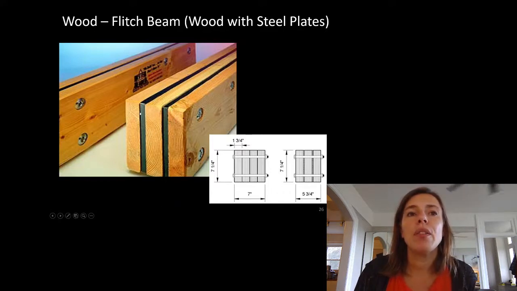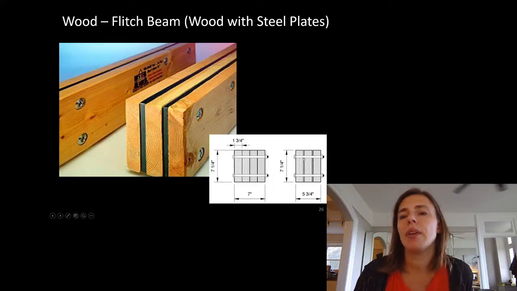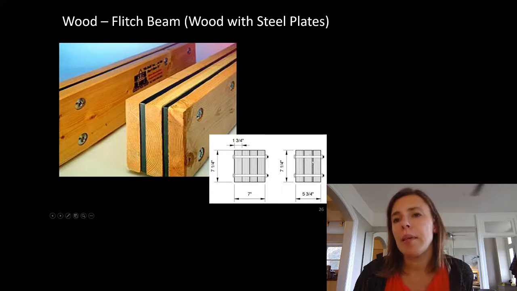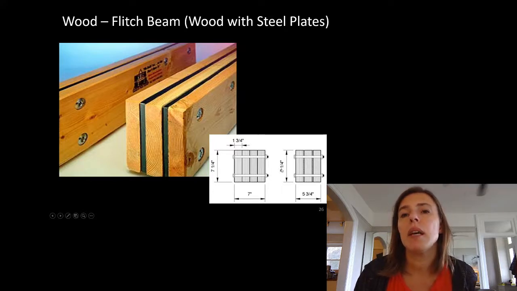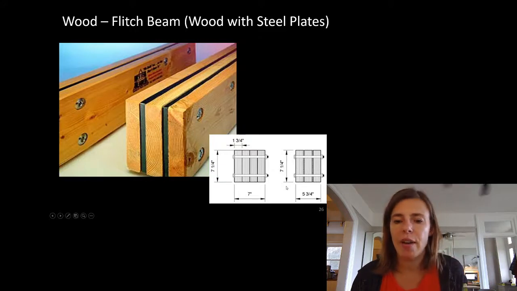So they're sharing the load, and we'll talk about that further in lecture in Structures 2. But we've got 3 beams and 2 steel plates. So these are equivalent structurally, because we have wood and steel doing our work, and steel is so strong, and we can reduce our width down to 5 3/4 inches. So maybe now we can fit that in our wall.